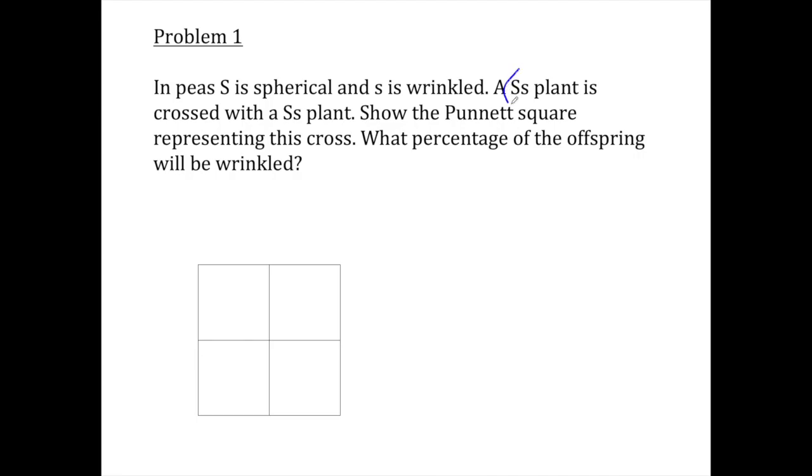Okay, so we have one plant that's capital S, lowercase s, a heterozygote, dominant recessive. When they make their gametes, they are going to be either uppercase S or lowercase s. The other plant happens to be the same thing, a heterozygote, so their gametes are going to be either uppercase S or lowercase s. Okay, then you fill in the Punnett square: big S, big S, big S, little s, big S, little s, little s, little s.